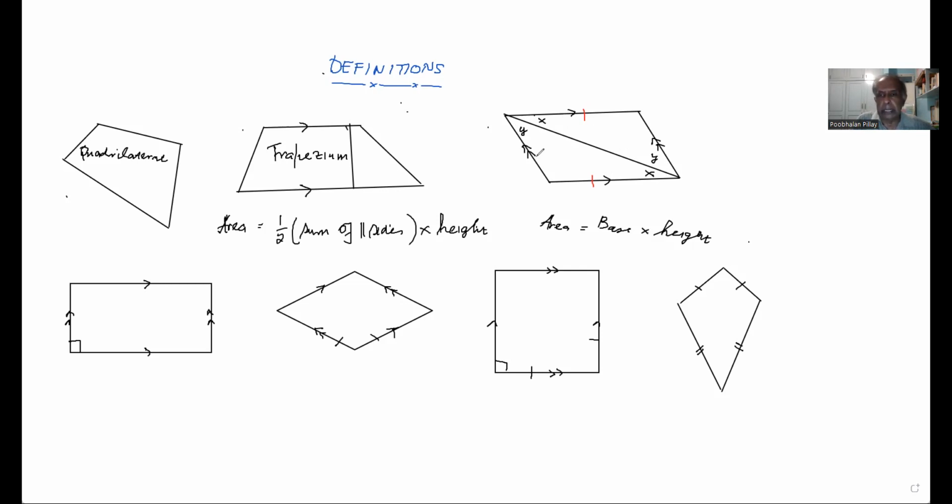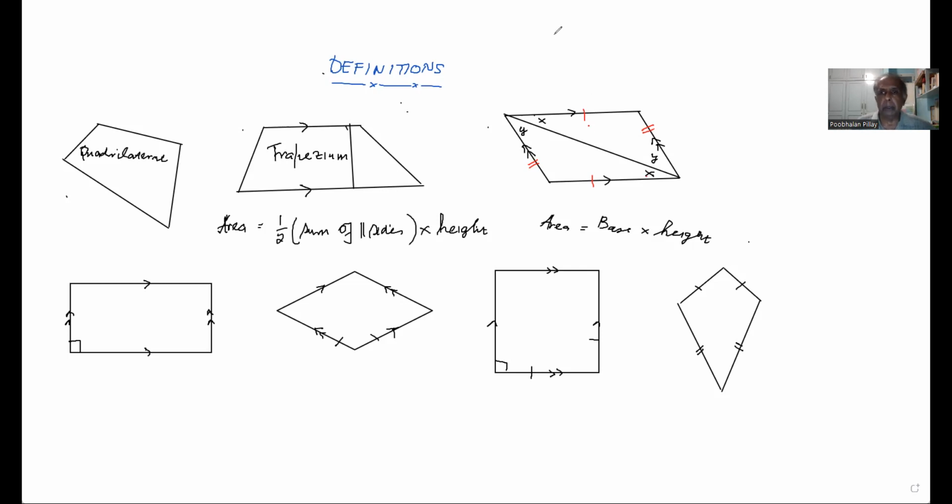And likewise, this side here is opposite x in this triangle, and it will be equal to the side in the other triangle which is opposite x. So both pairs of opposite sides are equal. Right? Now, we'll come back to that. So this is an important property of a parallelogram: the opposite sides of a parallelogram are equal.